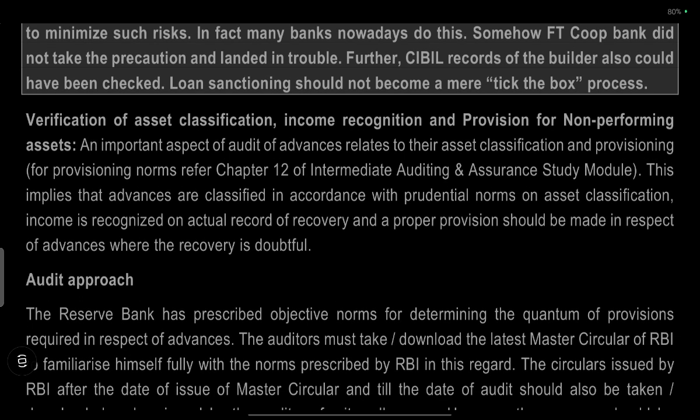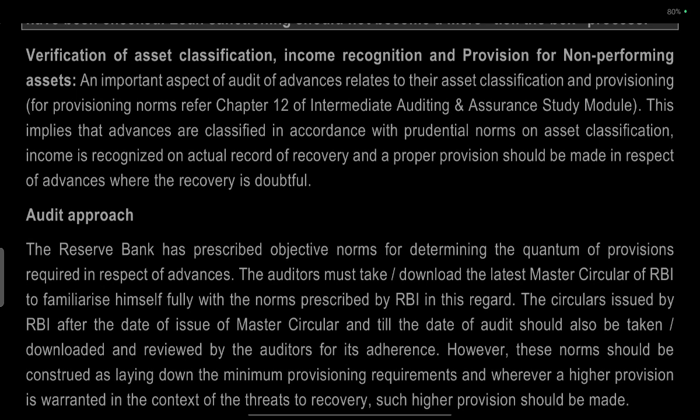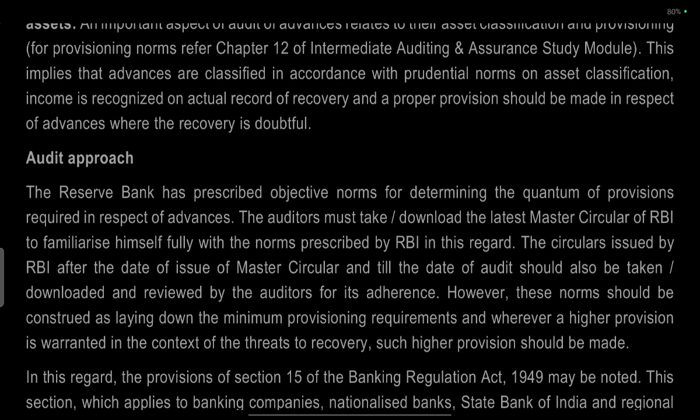Verification of asset classification, income recognition and provision for non-performing assets is an important aspect of the audit of advances. As per the provisioning norms in Chapter 12 of the intermediate audit material, advances are to be classified in accordance with prudential norms of asset classification. Income is recognized only on actual recovery, and proper provision should be made for advances where recovery is doubtful.